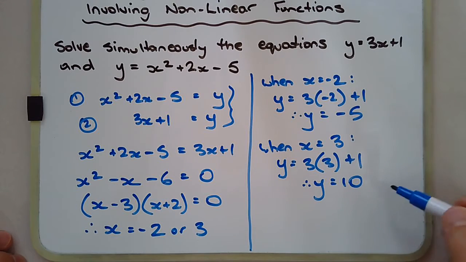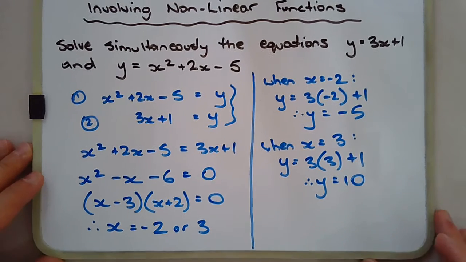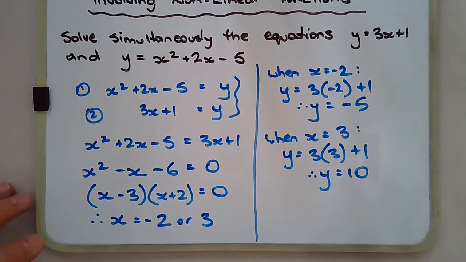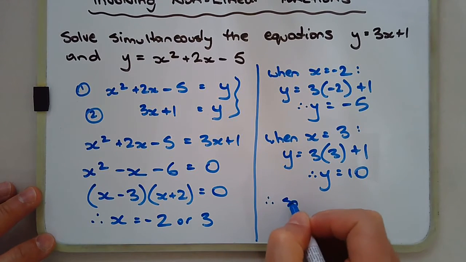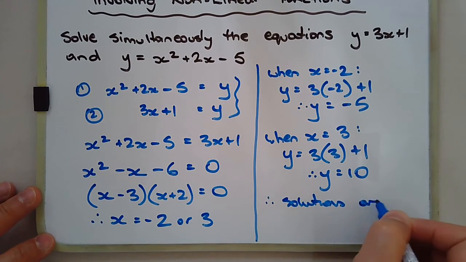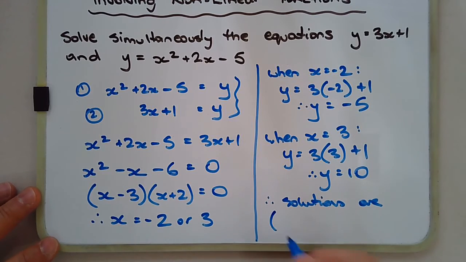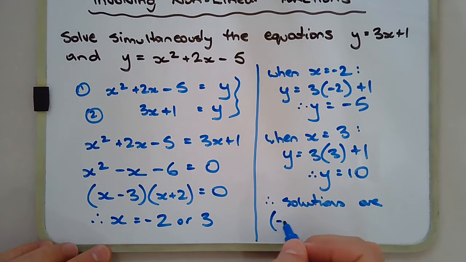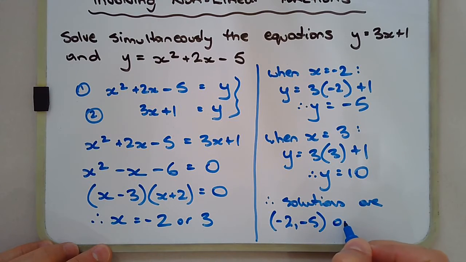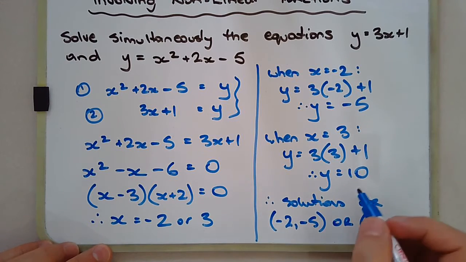Now, we can substitute these values into the original equations to test that left-hand side equals right-hand side. If this was an exam question and you have a little bit of time, you should factor in 10 or 20 seconds just to check your solution. I'm not going to do it in this video. We're just going to assume that's already been checked. So therefore, the solutions are, and there are going to be two sets of solutions, negative 2, negative 5, or 3, 10.